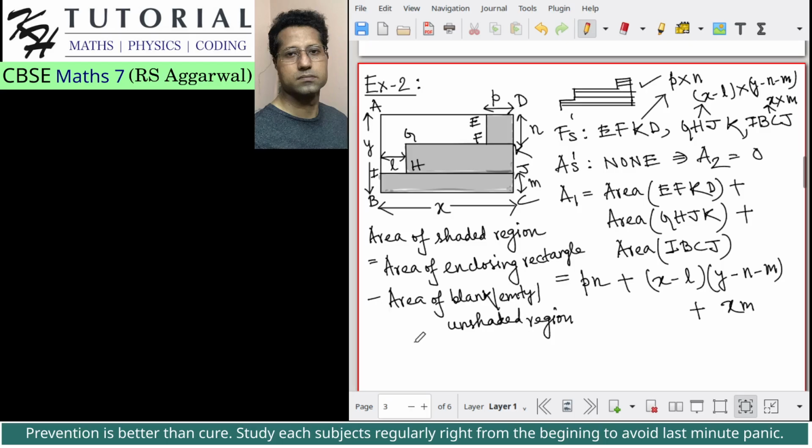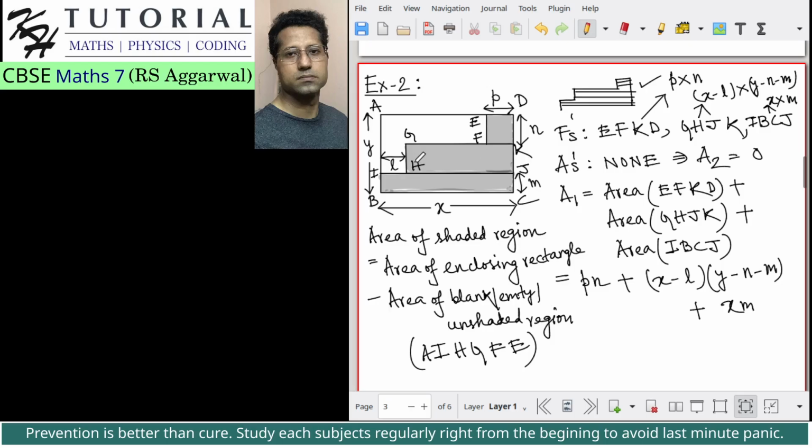Now for illustrative example number 2, what will be the unshaded region? That is the figure. What is the figure of the unshaded region? It is AIHGFE. So this is the unshaded region. If you subtract the area of the unshaded region from the area of the enclosing rectangle, that will also give the area of the shaded region. So somehow it must be possible for you to find the area of the unshaded region, sometimes based on the given dimensions.